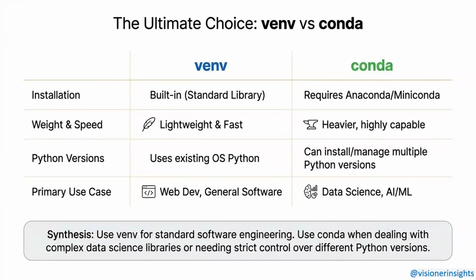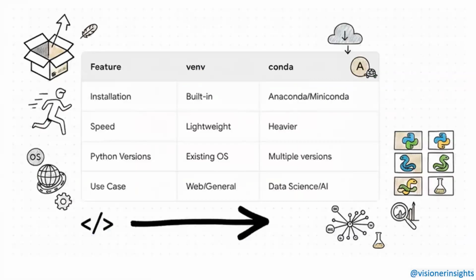Let's synthesize everything we've covered. For installation, venv is built right in, while Conda requires you to download Anaconda or Miniconda. For speed and weight, venv is super lightweight and fast. Conda is definitely heavier, but it's highly capable. When it comes to Python versions, venv just uses your existing OS Python, whereas Conda can install and manage multiple, completely different versions. So your ultimate takeaway here is this.